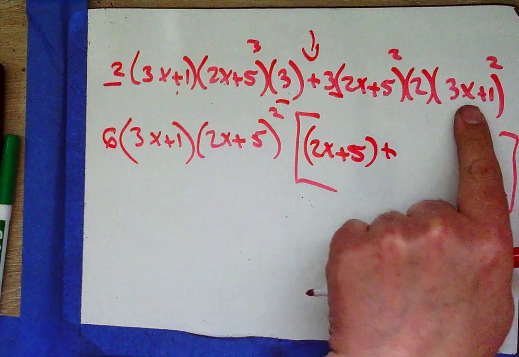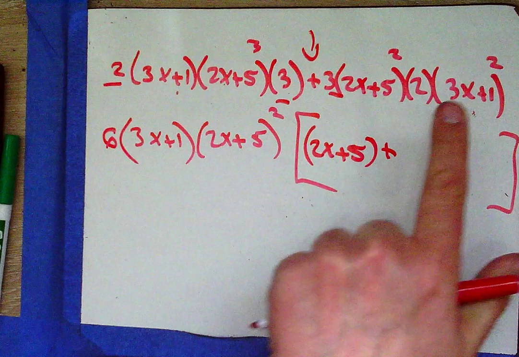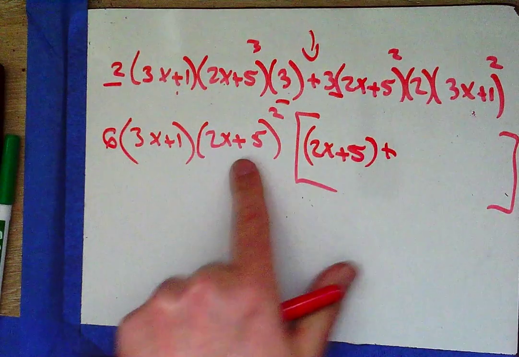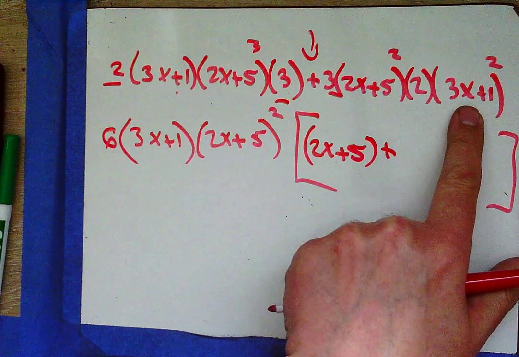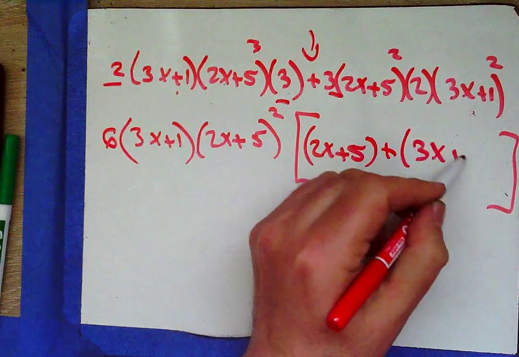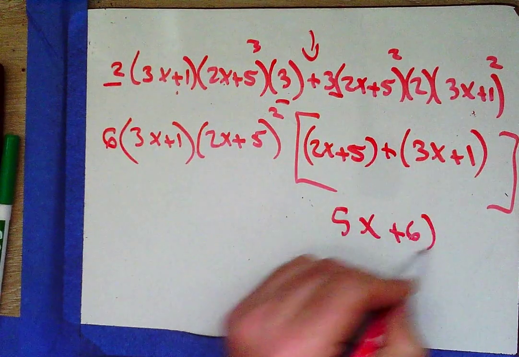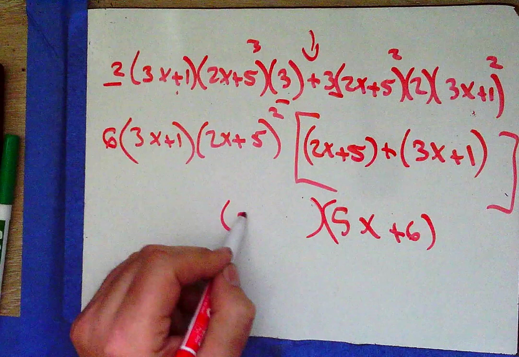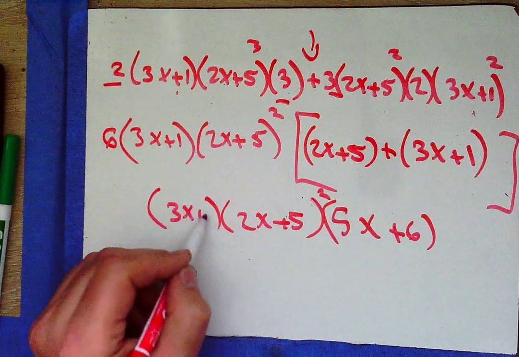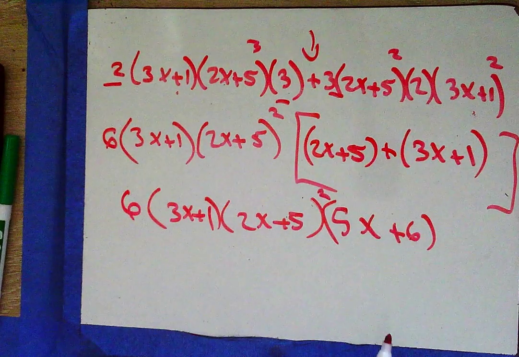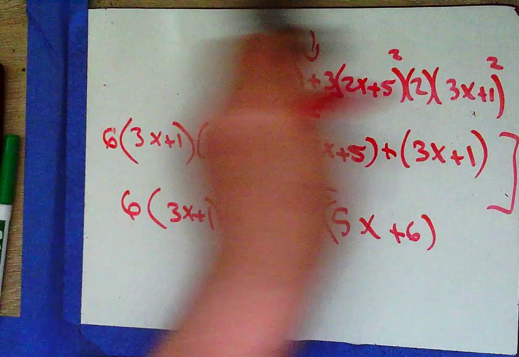And then what about from the second term? Well, 2 times 3 is 6, and we took that out. We took out 2x plus 5 squared, so that's gone too. And we took out one of these 3x plus 1's, so we still have a 3x plus 1 left over. Okay, so I'm going to have 5x plus 6 times 2x plus 5 squared times 3x plus 1 times 6. Hot dog! See, these problems aren't so hard.